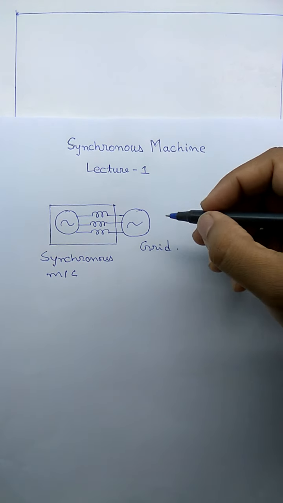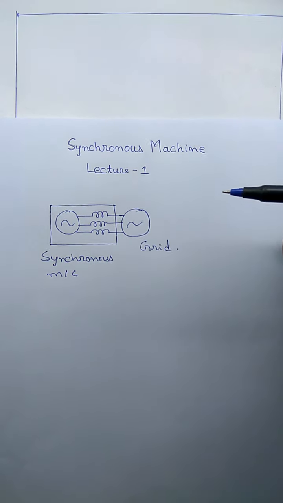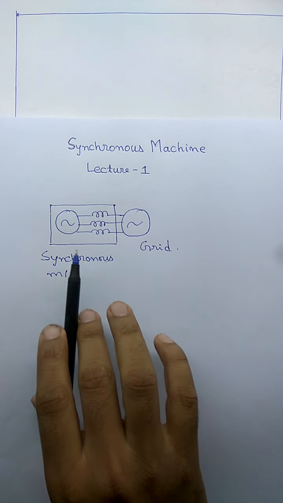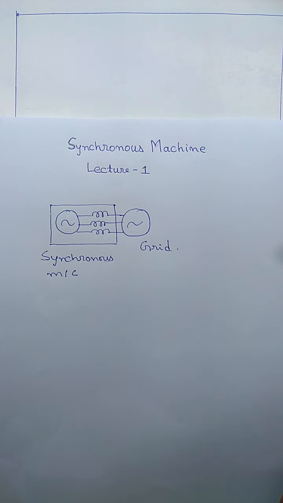But the difference between a grid and a synchronous machine is that a grid does not have an inductance, or the inductance of the grid is taken to be 0. So before we start synchronous machine, we would like to understand how two AC sources work when connected together.